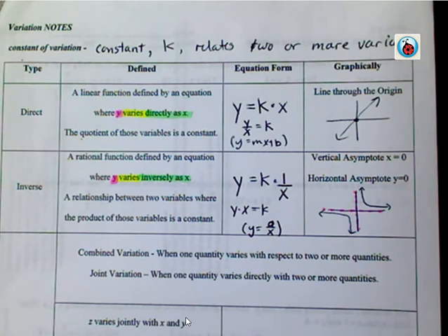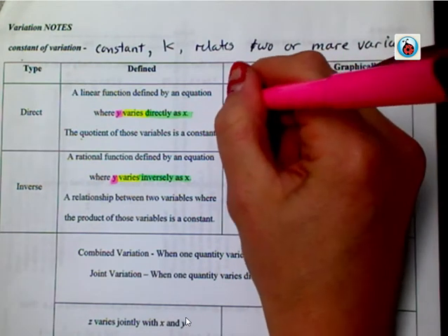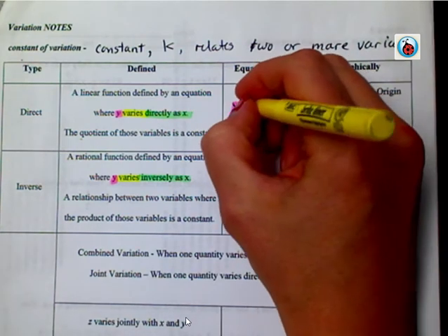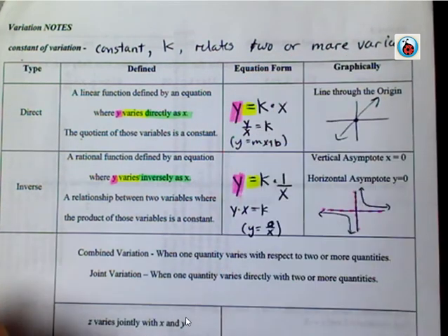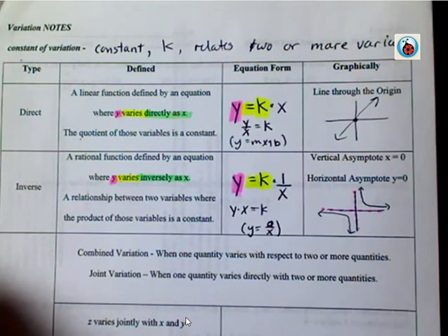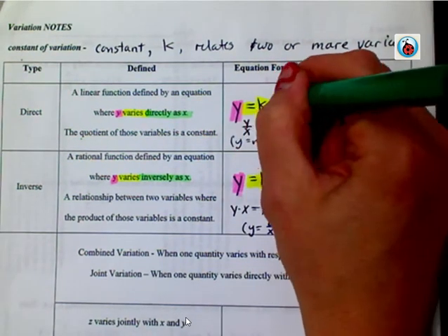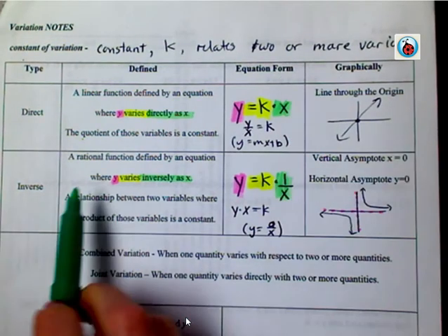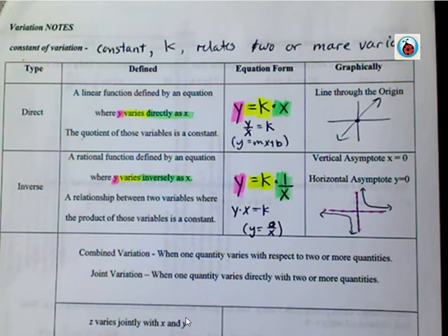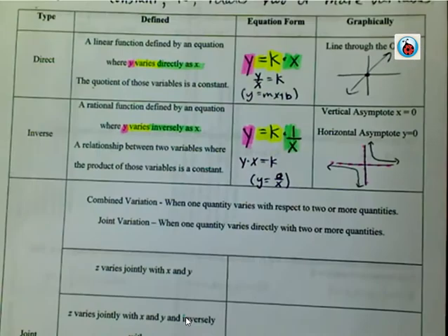Okay, so here are the two things that you really need to know. Y varies directly as x. Which vocab words give you which parts of the equation? So now let's go ahead and let's add multiple letters to this.